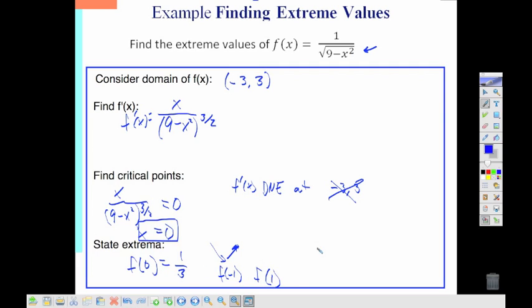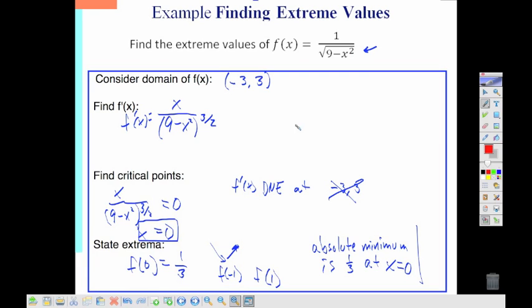And so I can determine that this point, 1/3, is a minimum. The absolute minimum is 1/3 at x equals 0. We should also note that there is no maximum.